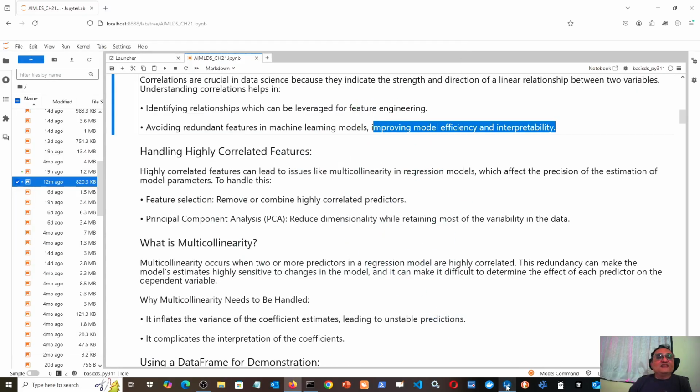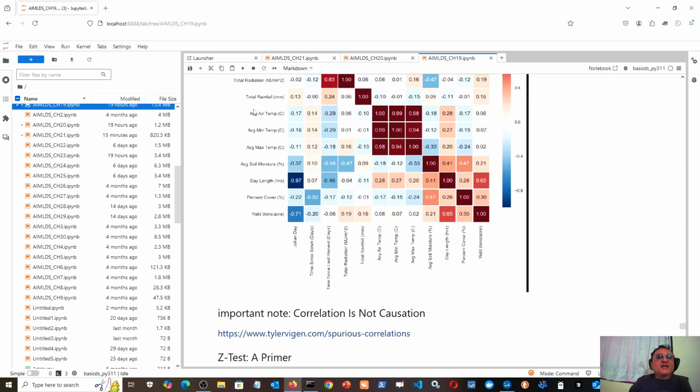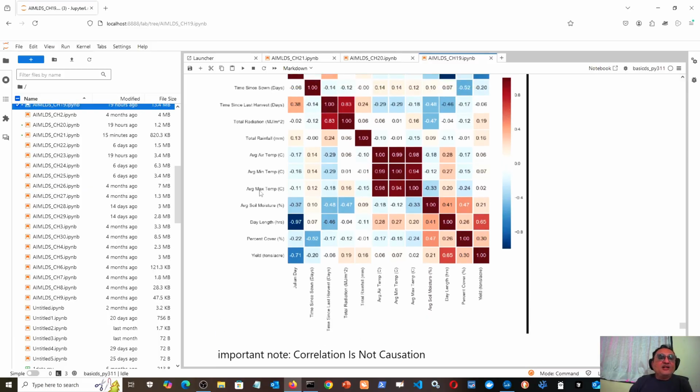For example, in one case we did earlier, the case about crop yield, which we did in chapter 19, the crop yield depends upon percentage cover, day length, and average soil moisture. Now, these features are average maximum temperature, average minimum temperature, and average air temperature. But actually the three features here are redundant, because if you see, they have 99, 98 or that kind of correlation with each other. So we decided that we will keep only one of these three. Let us say remove maximum temperature and minimum temperature and keep average air temperature only.